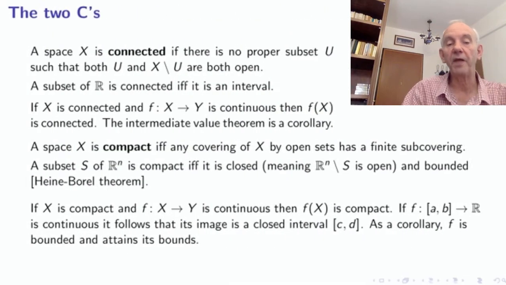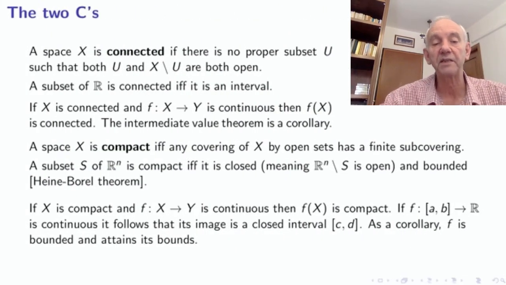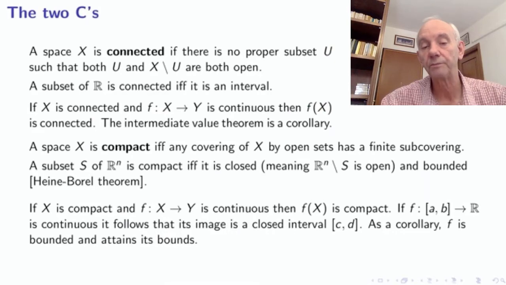So again, we have an analogous theorem. If X is compact and we have a continuous map from X to Y, then the image of X is also compact. Now if you take the special case of F mapping a closed interval AB to the real numbers, then first of all, the closed interval is closed and bounded. So A and B are finite numbers. So the closed interval AB is compact.